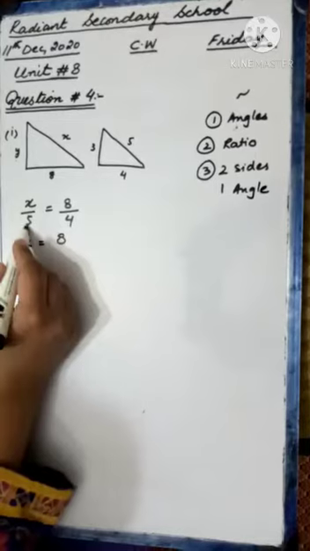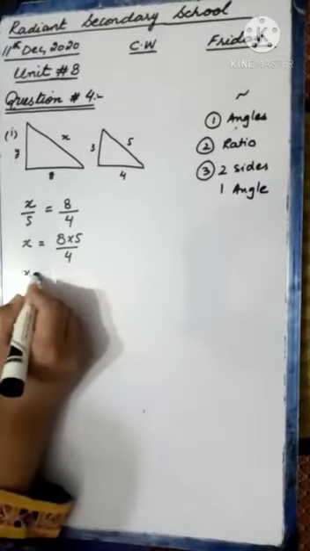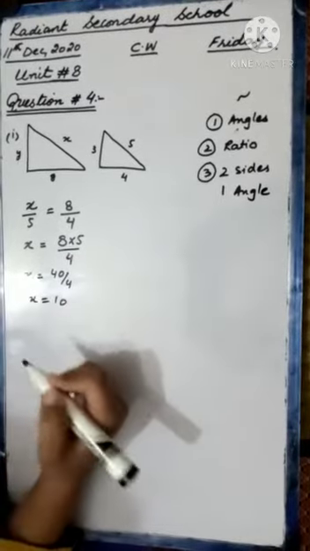Here 5 is dividing, so on the other side it will be multiplied, and the answer will be 40 by 4, which is equal to 10.